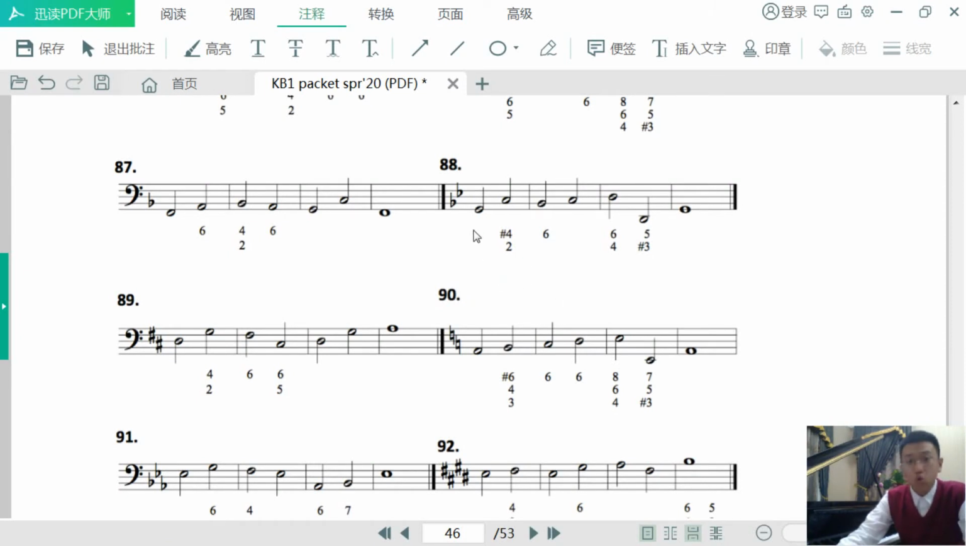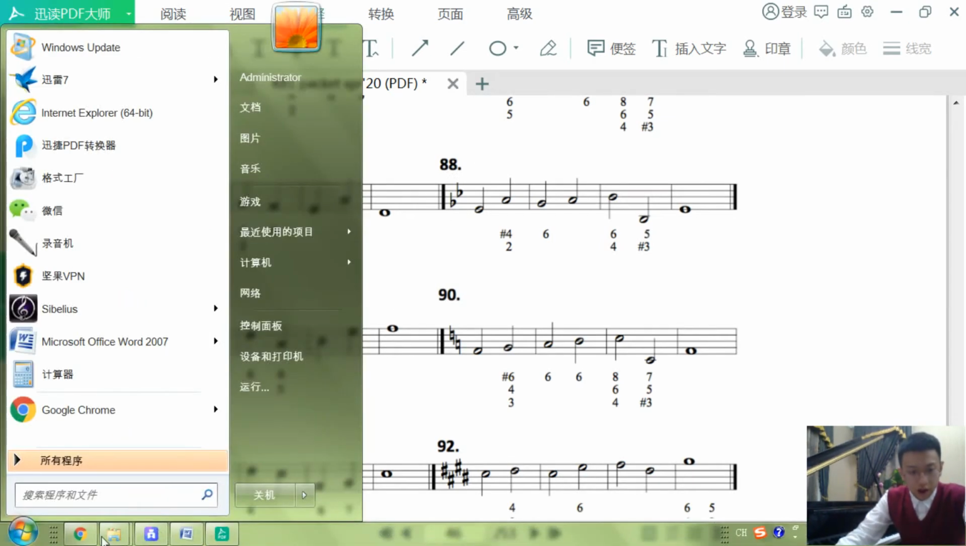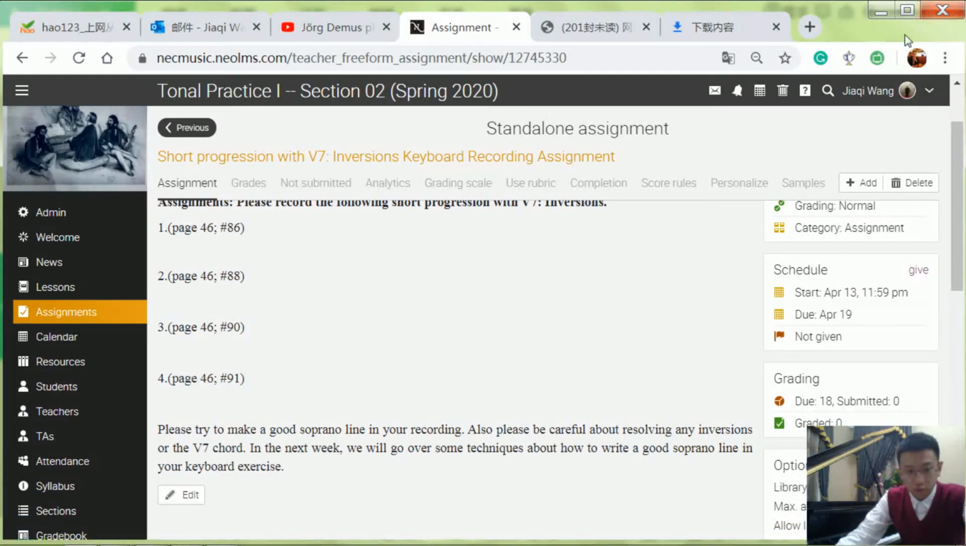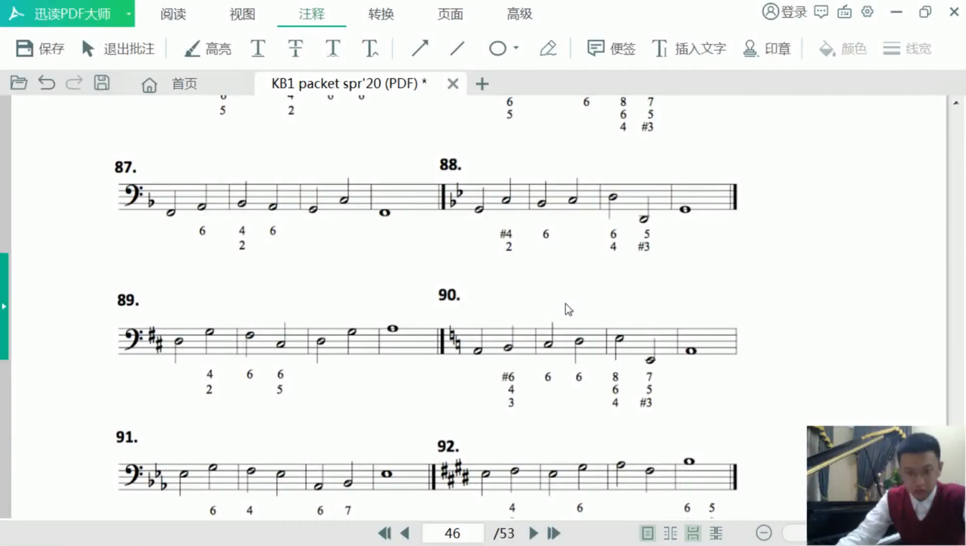So now let's do the 88 together. I will do 88, and another one I want to do with you will be 90. I will do 88 and 90 with you on the keyboard. First, let's understand the Roman numeral. The 88 starts on G minor, so this is one chord, and this is 5/4/2.